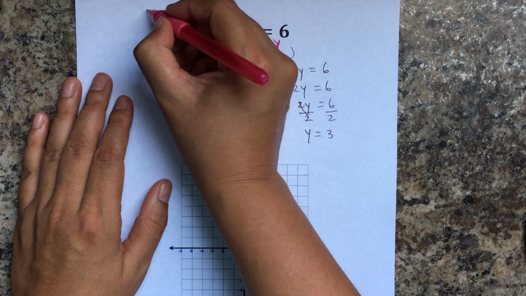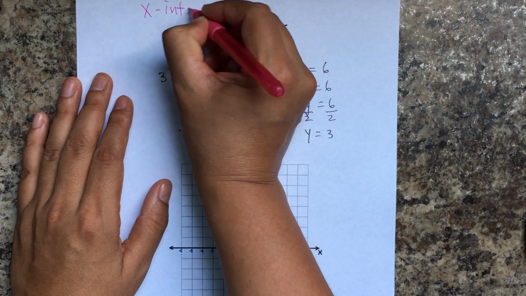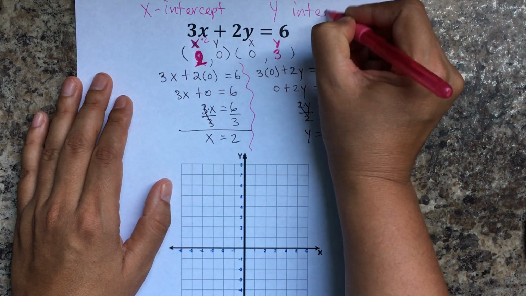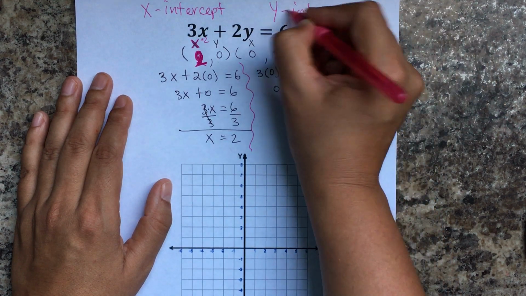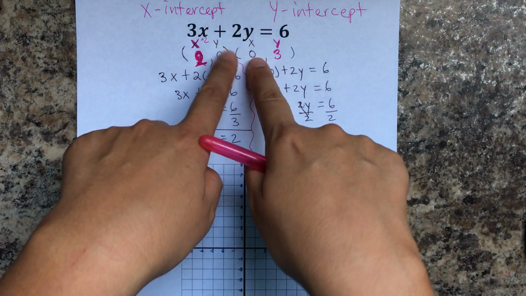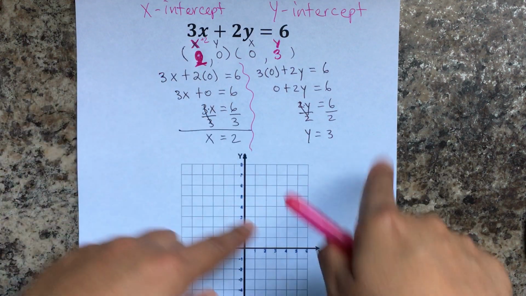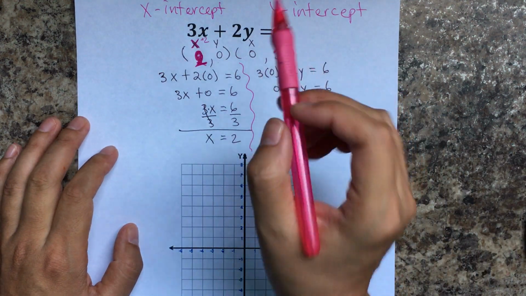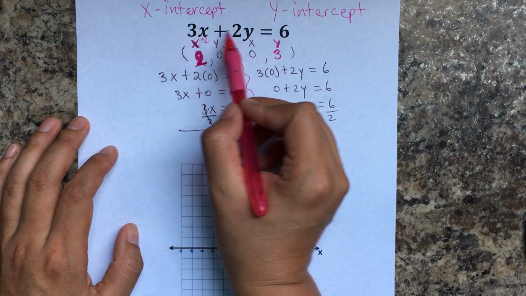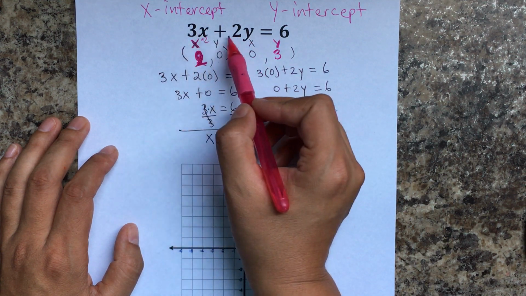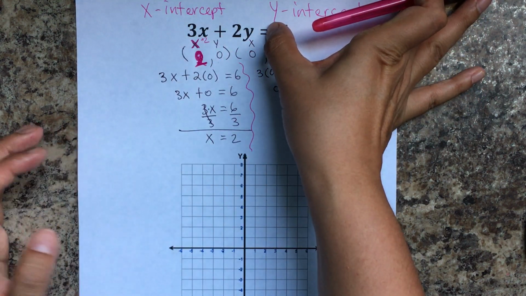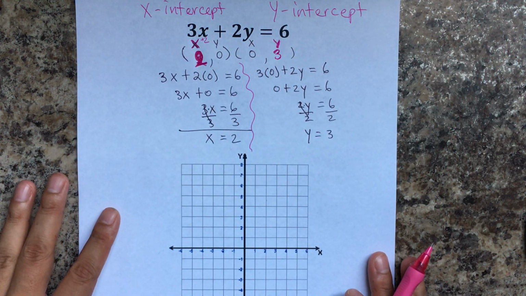When can you do the x-intercept and the y-intercept? You can actually do it with any equation just by replacing 0 and solving, like finding points. But it's ideal when you have 3x plus 2y or 5x plus 10y, or anytime you have the x and the y before the equal sign.